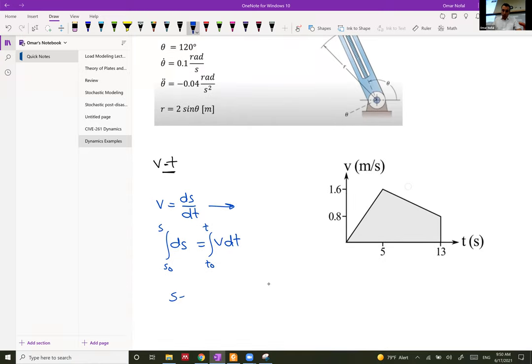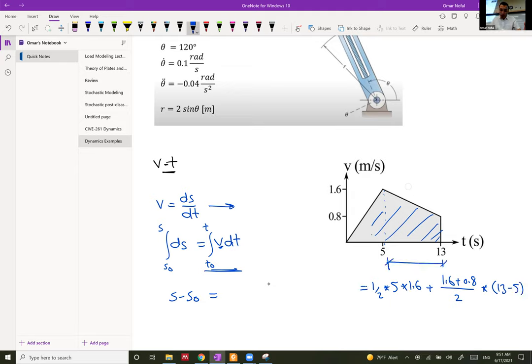So s minus s0 is equal to this integration, which is the area under this curve, because we have the v-t relationship and our integration is v dt. You divide this into two pieces. You get the area of the reverse triangle, which is half multiplied by 5 by 1.6, plus the trapezoid, 1.6 plus 0.8 over 2 multiplied by 13 minus 5. And s0 will be equal to 0, starting from rest at v0 and time 0. So finally s will be this value.